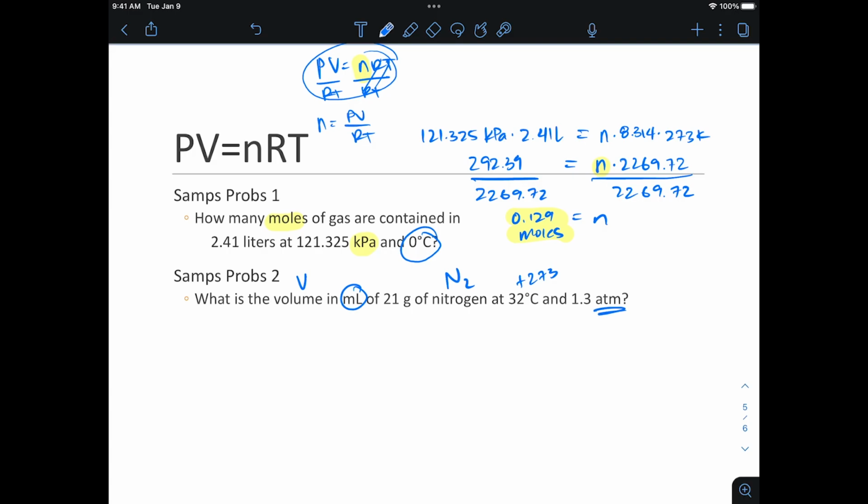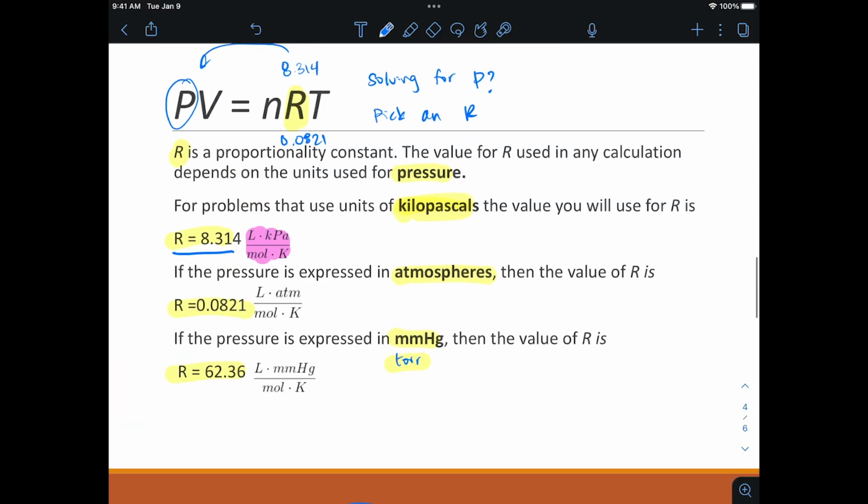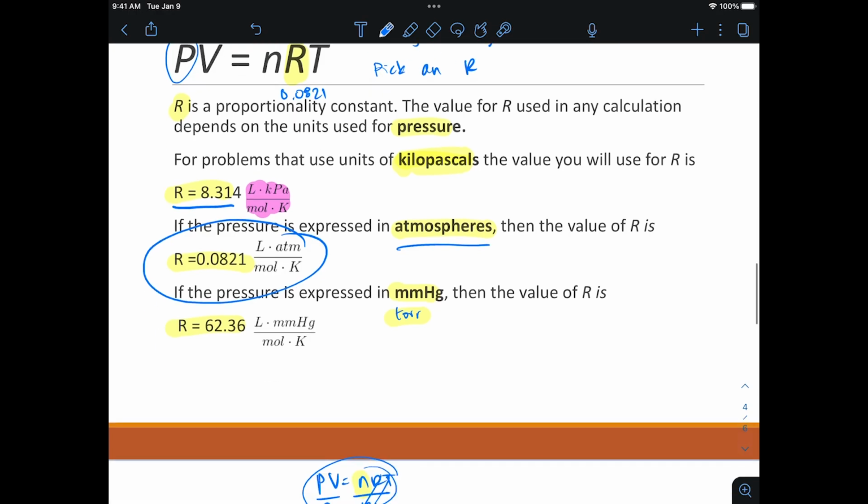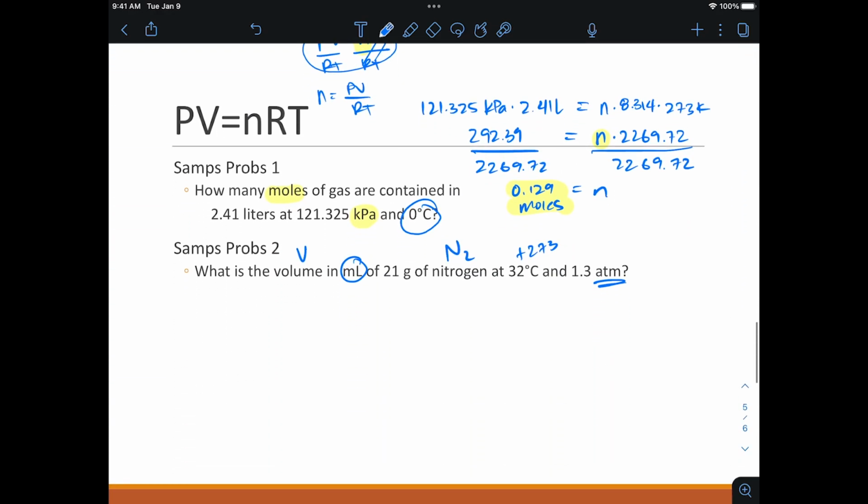Notice I'm in atm, so the R I'm going to use for atm is a different one. I'm going to use this R because that's the one for atmospheres. So that's going to be important when we solve the problem. So if it's me, PV equals nRT, I'm going to rearrange first. I want to solve for volume, so I'm going to divide both sides by P, which you probably can do in your head. And you're just going to say, oh, V equals nRT over P. Now you can just shove the numbers in, and there's no need to rearrange the equation. I think this way is a little bit better, but of course, whatever works for you.